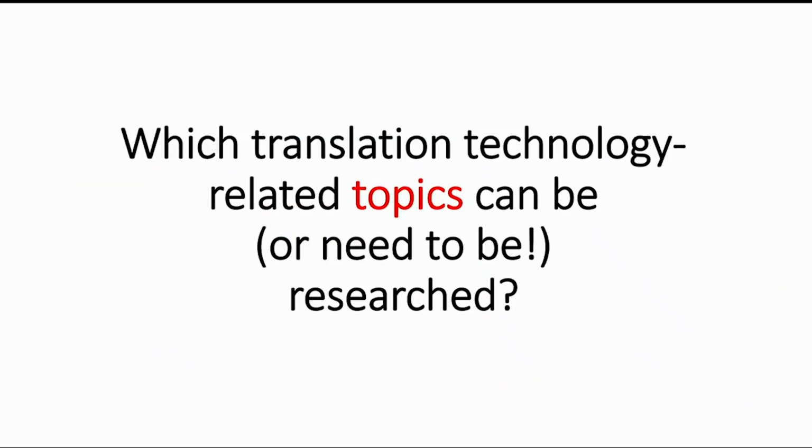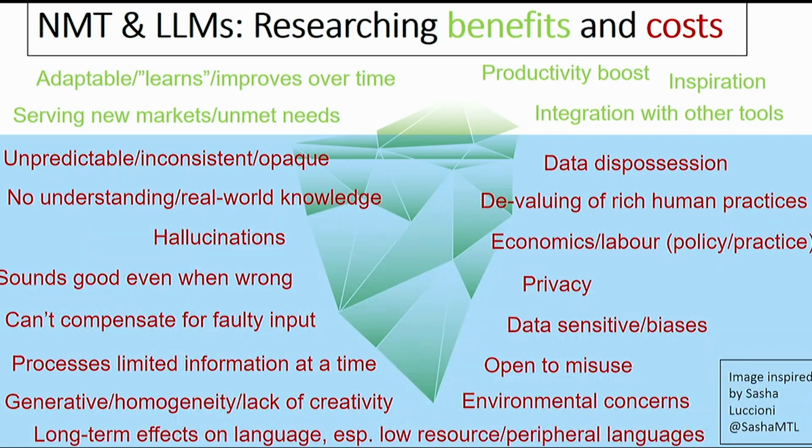So we'll start off by looking at which topics can or maybe need to be researched or already have maybe not received as much attention as we would like, that are becoming a little urgent. And I've tried to frame this around looking at benefits of new technologies like neural machine translation and large language models, so AI-based technology. What are some of the benefits, but also what are some of the costs? And in particular, I think the costs need a lot of attention. We're not quite sure yet how these are impacting our profession, our society, and so on.